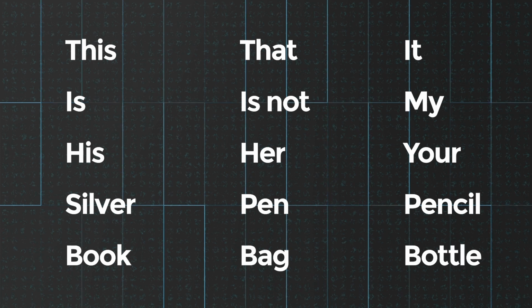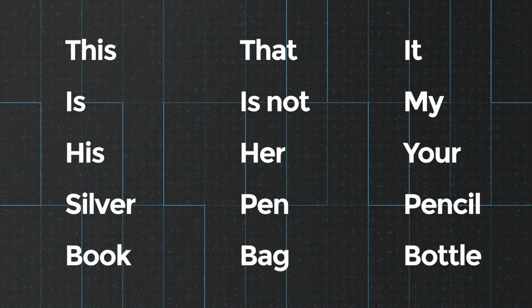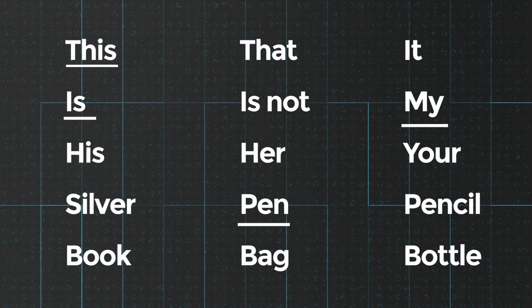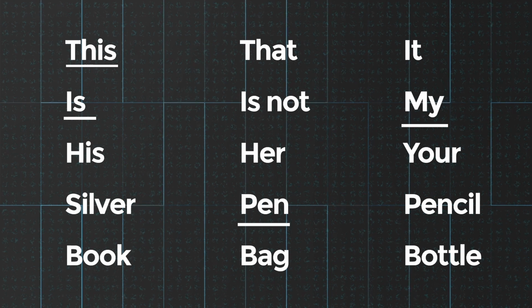I'll make the first sentence, then you make 9 more sentences yourself. I'll use the word this with is my pen. So to form: this is my pen. Now using that, make 9 more sentences by yourself.